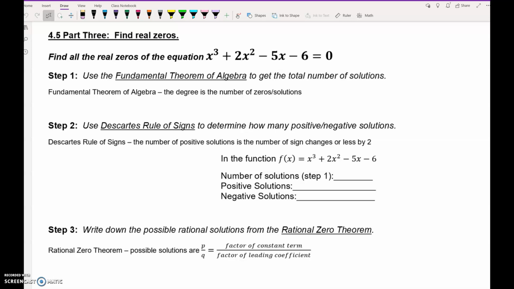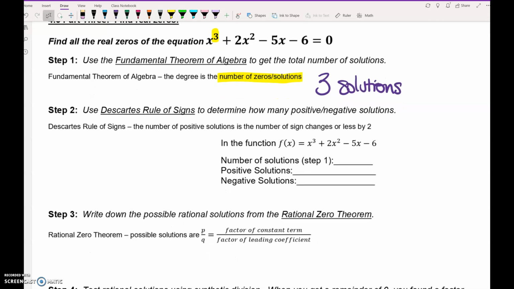step of the way. Step 1, the fundamental theorem of algebra tells us that the degree, or the largest exponent, is going to tell us the number of solutions for that problem. So in this particular polynomial, how many solutions are there going to be? 3 solutions. In step 2, we're going to determine the type of solutions we're going to have. So from step 1, we know there's going to be a total of 3 solutions.